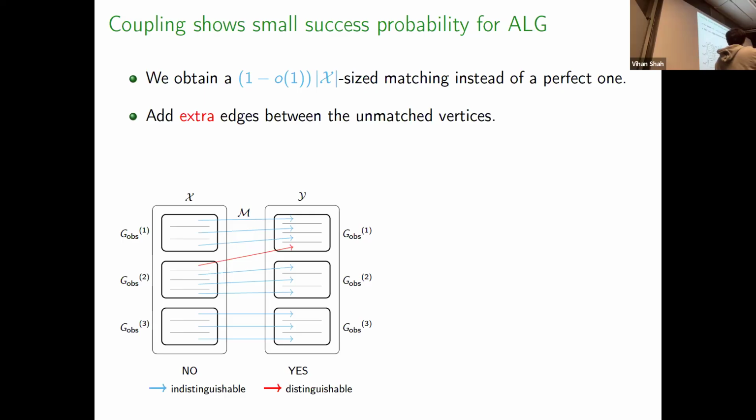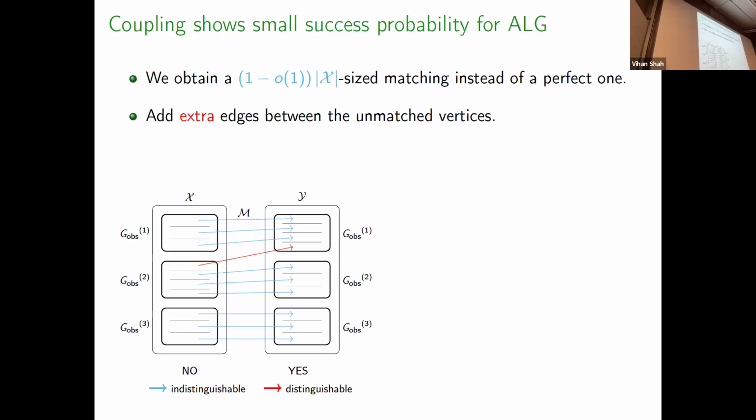And red here is bad because these edges are distinguishable. The algorithm can easily tell these two apart because the graphs look different, right? This is 1 and this is 2. But these blue edges are good because the graphs are identical on both sides. And now the question is, okay, why are we doing all this?